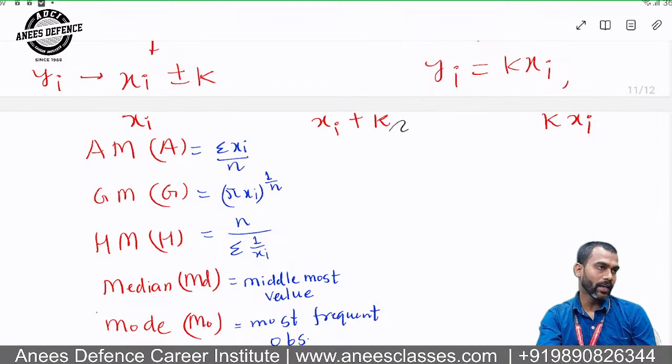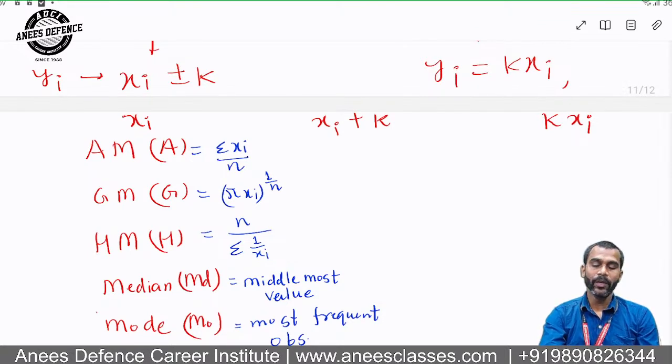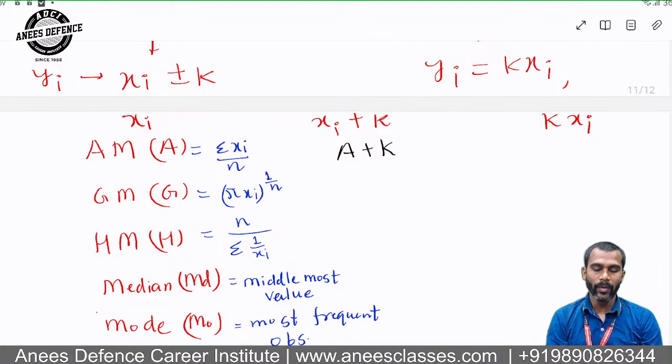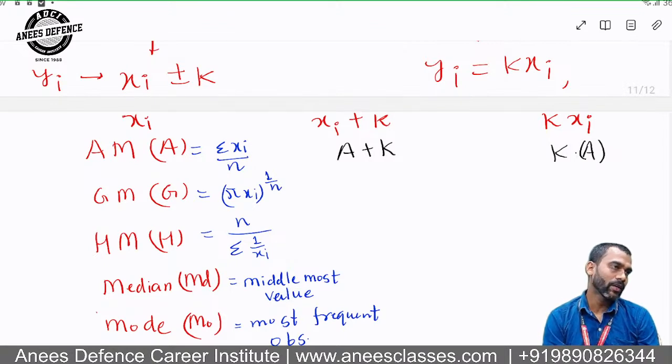Now the new arithmetic mean. If you add K to every observation, the new sum would be summation xi plus n times K. N will get cancelled, so the new mean is A plus K. If you multiply each observation by K, K will come out, so it is K times A. Whatever changes you make in each and every observation, the same changes will be reflected on the arithmetic mean, whether you add, subtract or multiply.